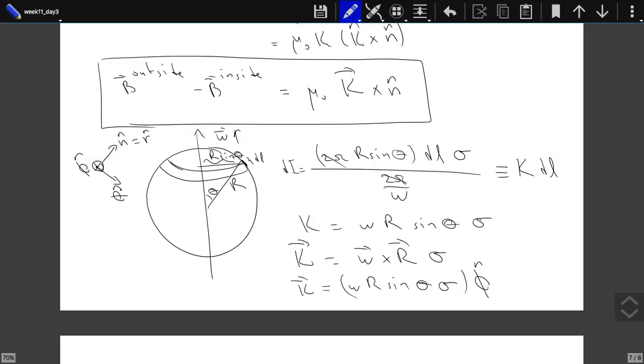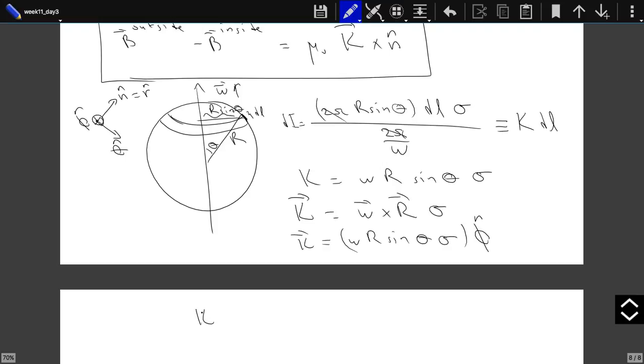You see, k is into the screen. This is the k. N is this direction. K cross n is somewhere in that direction. That is my theta hat direction. That is the direction. If I move in that direction, I do not change phi, I do not change r, I only change theta. So that's why we call it the theta hat direction. So k cross n is equal to omega r sine theta sigma in the theta hat direction.